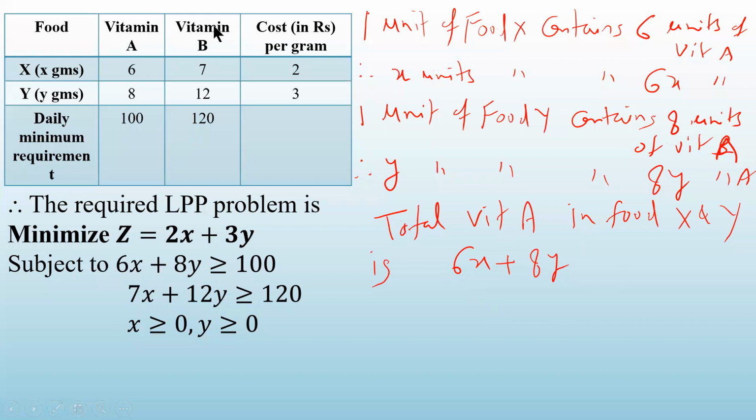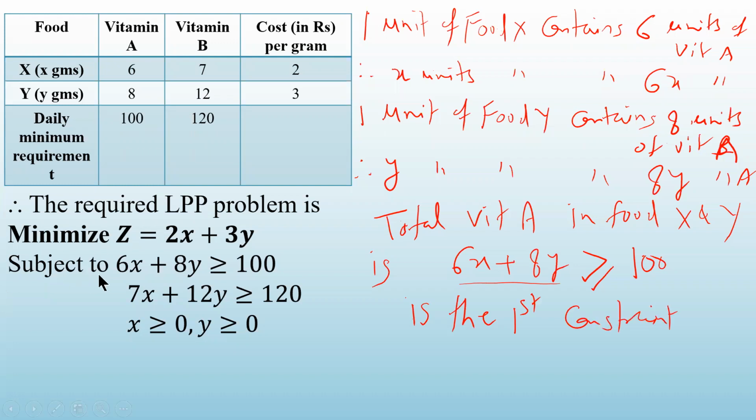But what is the minimum requirement of vitamin A per day? It is 100. So this figure that comes out should be at least 100. The minimum requirement of vitamin A is 100. More than 100 is fine, but it should not be less than 100, otherwise you will have a deficiency of vitamin A. So 6X plus 8Y has to be greater than or equal to 100. It should be minimum 100, it can be more than 100. So this is my first constraint. This is how you get the constraints. Okay.